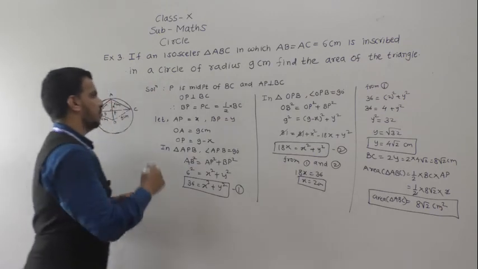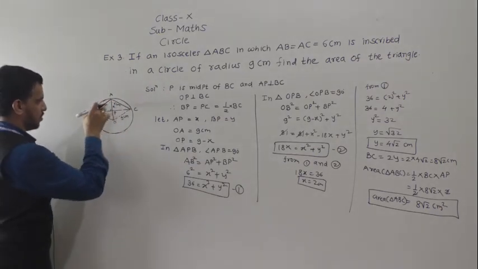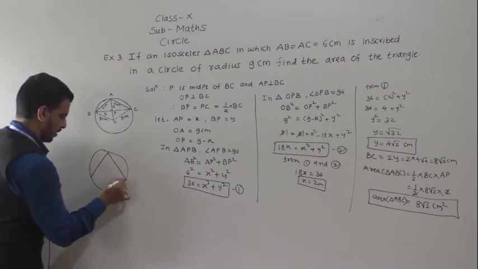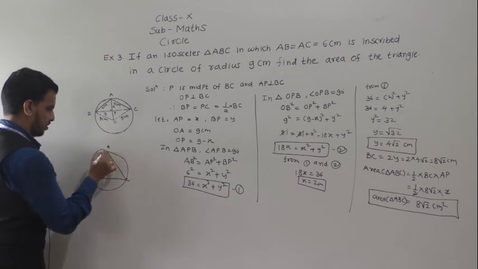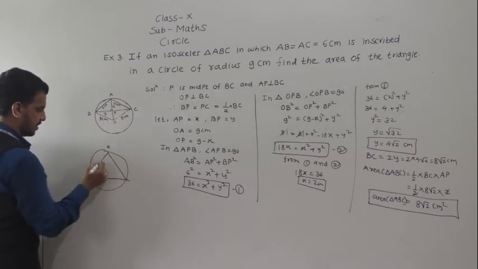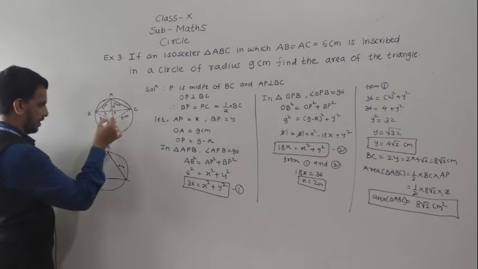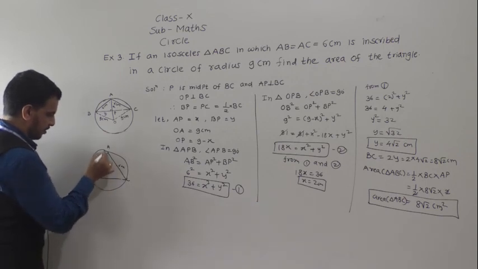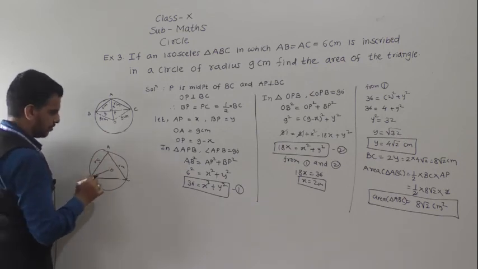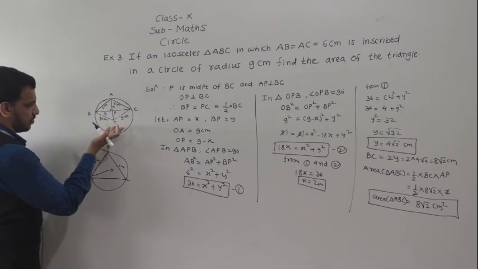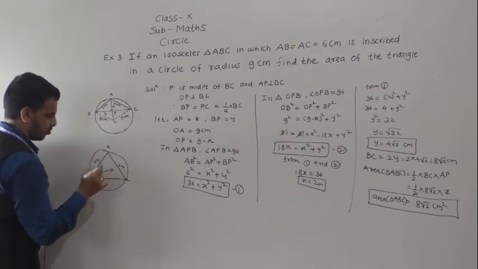Okay, and one doubt is there, students ask every time, why is it not this way? We can take it this way also, BC. Some students take it this way, but it is not possible because here AB and AC are given as 6 centimeter, but the radius of the circle is 9 centimeter. So if this is 9 centimeter, AB of 6 centimeter is not possible. So AB and AC are on one side of center O. So don't take it this way.